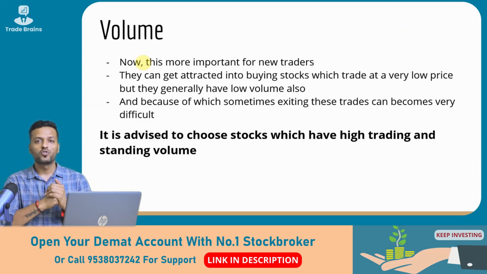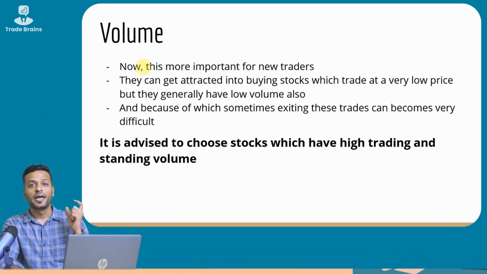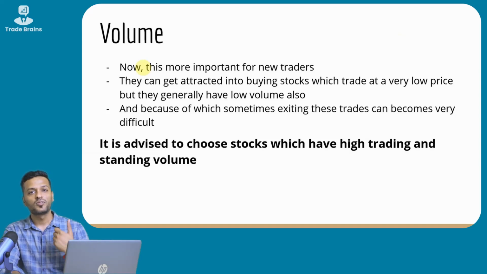So it is advised to choose stocks with high trading volume and high standing volume. Standing volume is also important because sometimes you just want to hit the market, but if there's no standing volume or there's no decent size of standing volume, what will you hit? So high trading volume and high standing volume are the first important criteria if you want to choose a stock for the purpose of swing trading.